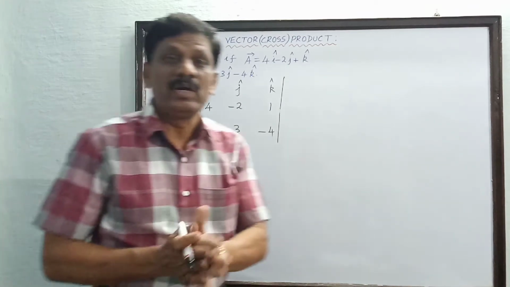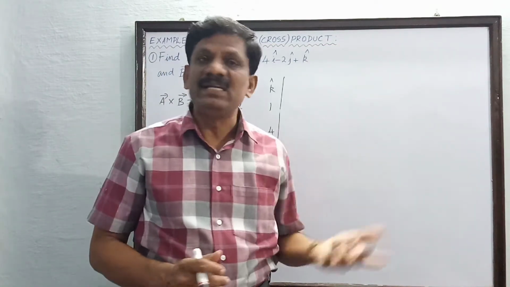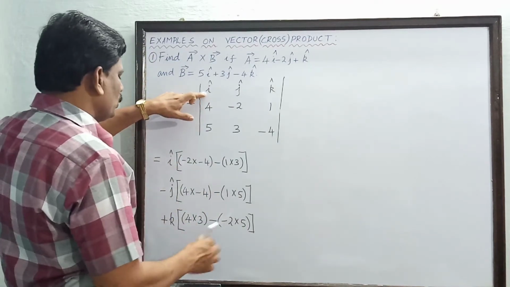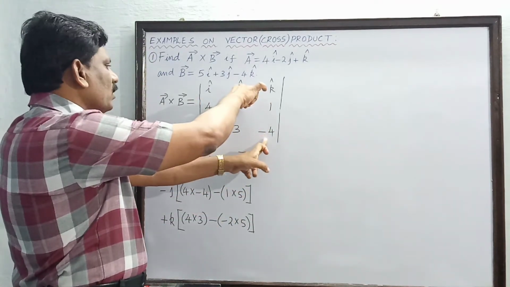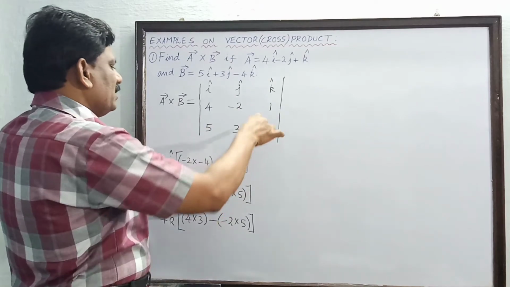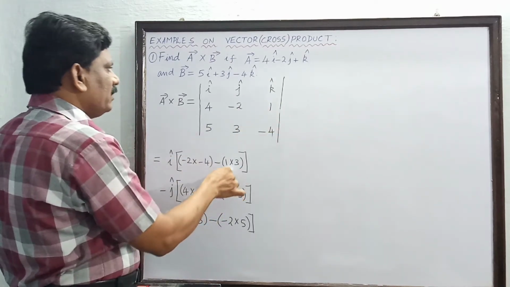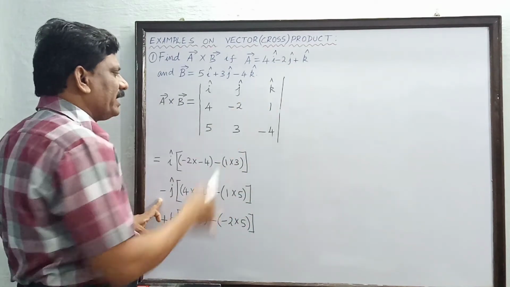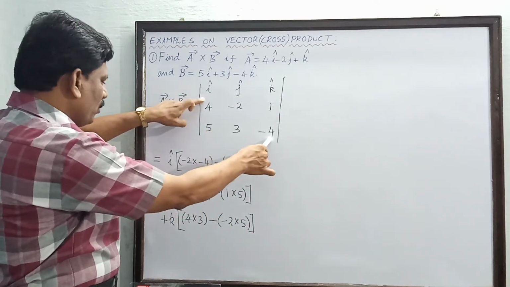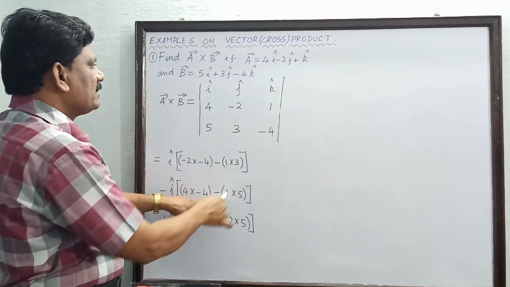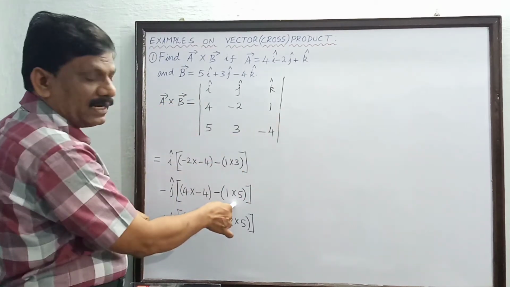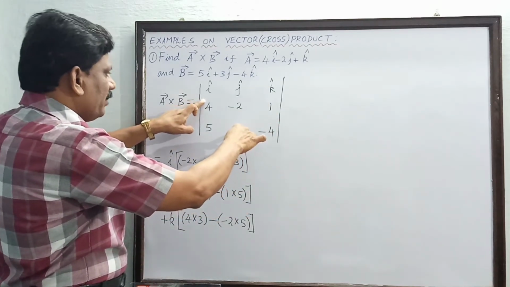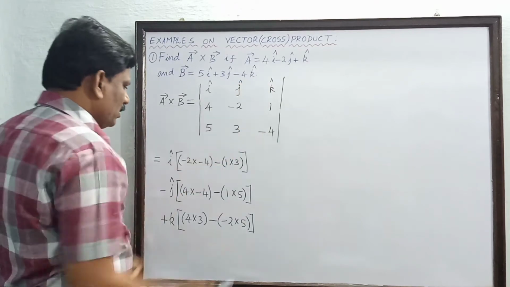Once again you have to recheck, because this may mislead us. We have to be very careful here. So I am going to check once again. I cap into minus 2 into minus 4, subtract minus 1 into 3. Then I take minus j cap, so that is left product minus right product. j cap into 4 into minus 4 minus 1 into 5, correct, plus k cap into 4 into 3 minus of minus 2 into 5.